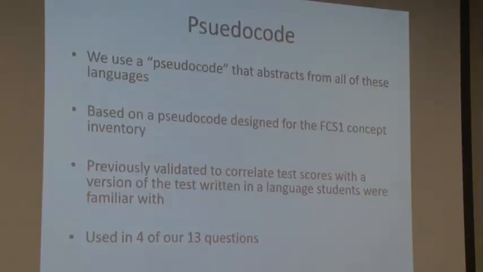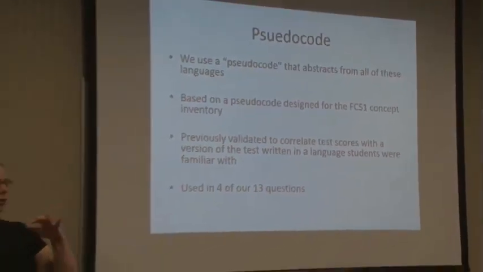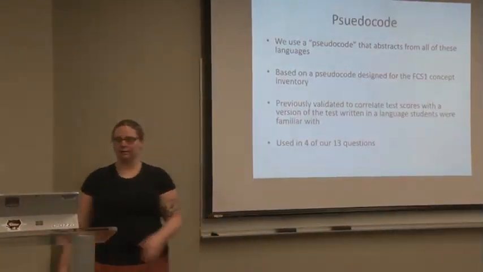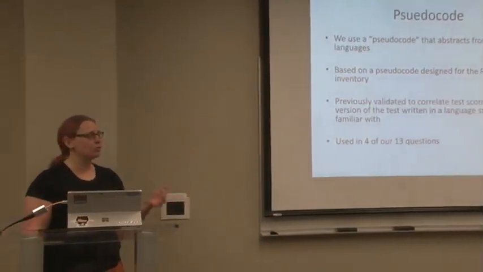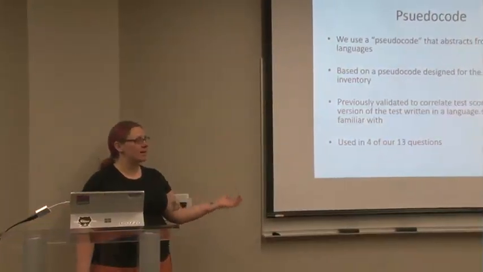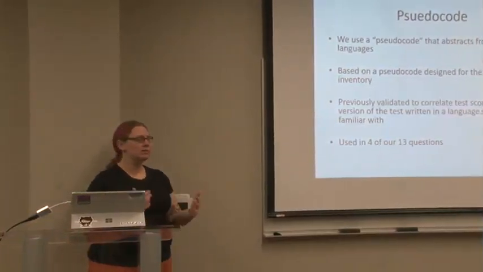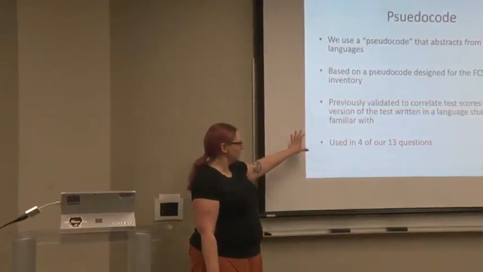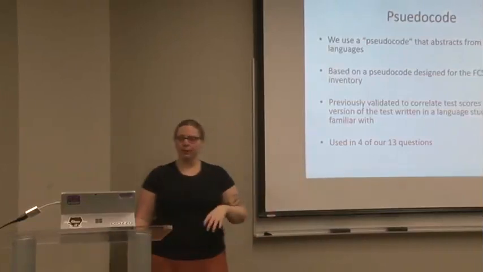Mark Guzdial, who developed the FCS1 and its pseudocode, we're using his pseudocode. He previously correlated test scores on a version of the test written in a language students are familiar with against test scores on the same test in the pseudocode. So we're using a previously validated pseudocode for this. Only 4 of our 13 questions actually use this pseudocode. Anecdotally, when I've interviewed students doing think alouds, they don't seem to be confused by the pseudocode. They seem to get it. Statistically, we don't know yet, right?